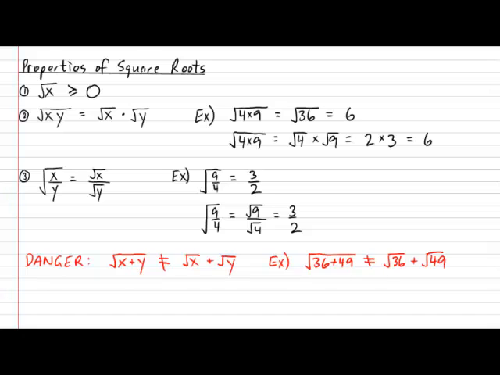Let's take a look at the left side. When you simplify it, this gives you the square root of 85. And the square root of 85 is around 9.22. Now on the right side, we have the square root of 36 is 6. The square root of 49 is 7. And therefore 6 plus 7 is 13. You can clearly see that the sides are not equal to each other.